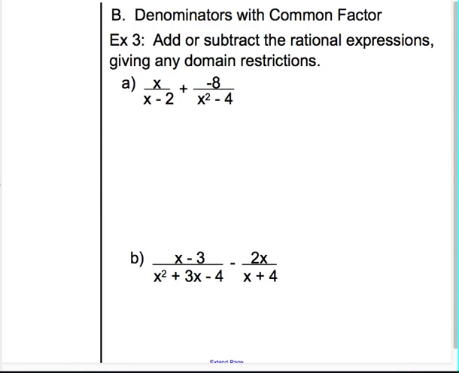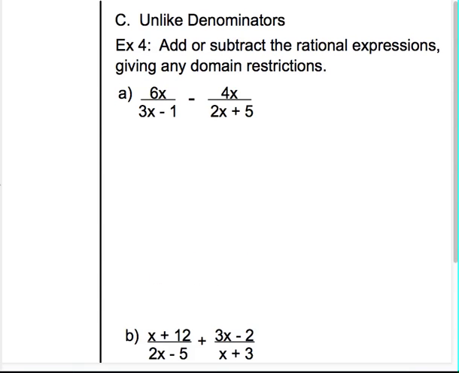Next, we're going to take a look at the same questions. Never mind, we'll skip that one. The last one is where they have unlike denominators.